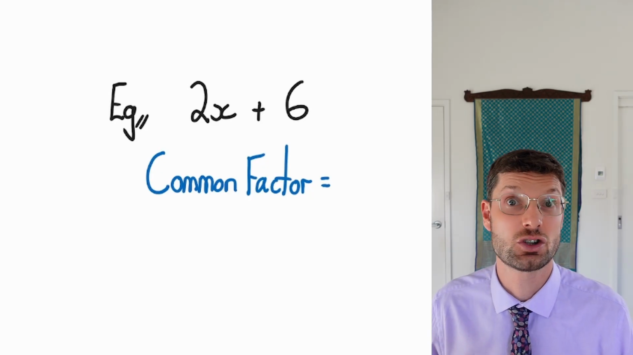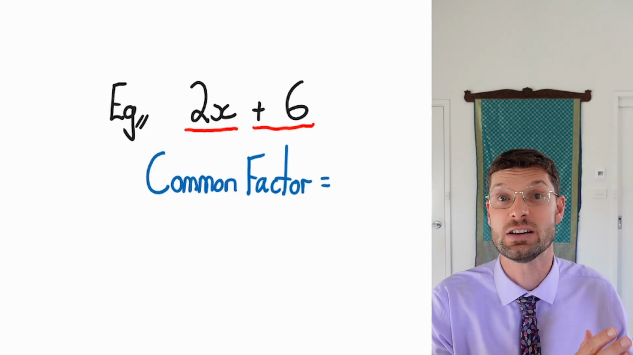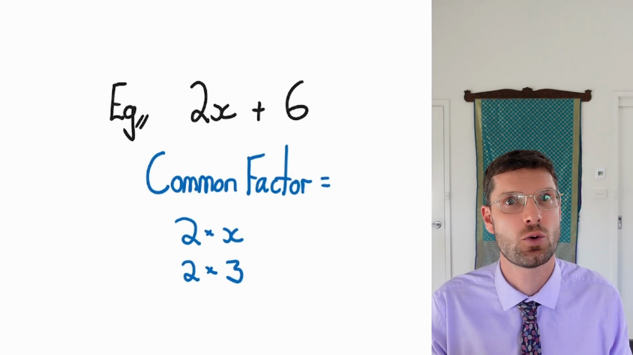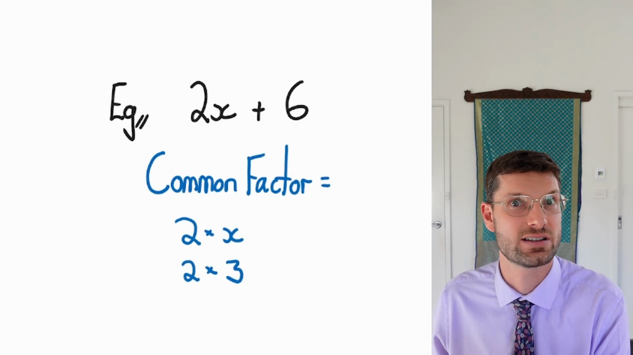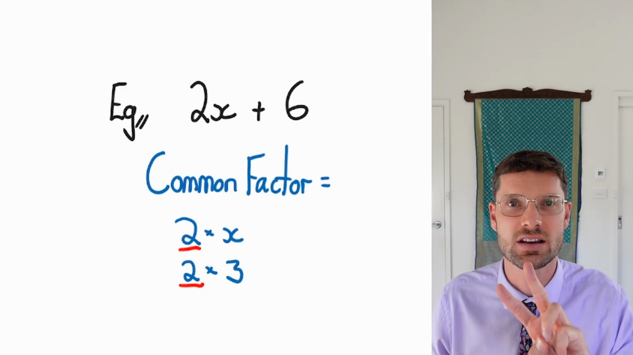So if we had something like 2x plus 6, the highest common factor between these would be 2 times x, that gives us 2x, and 2 times 3, which gives us the 6. So the common factor between these two terms is just 2.